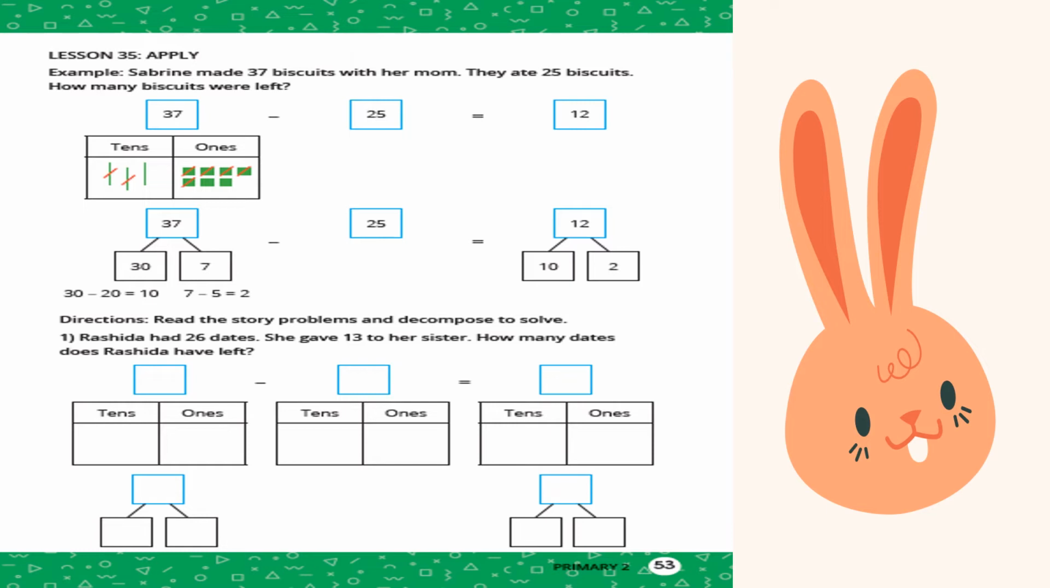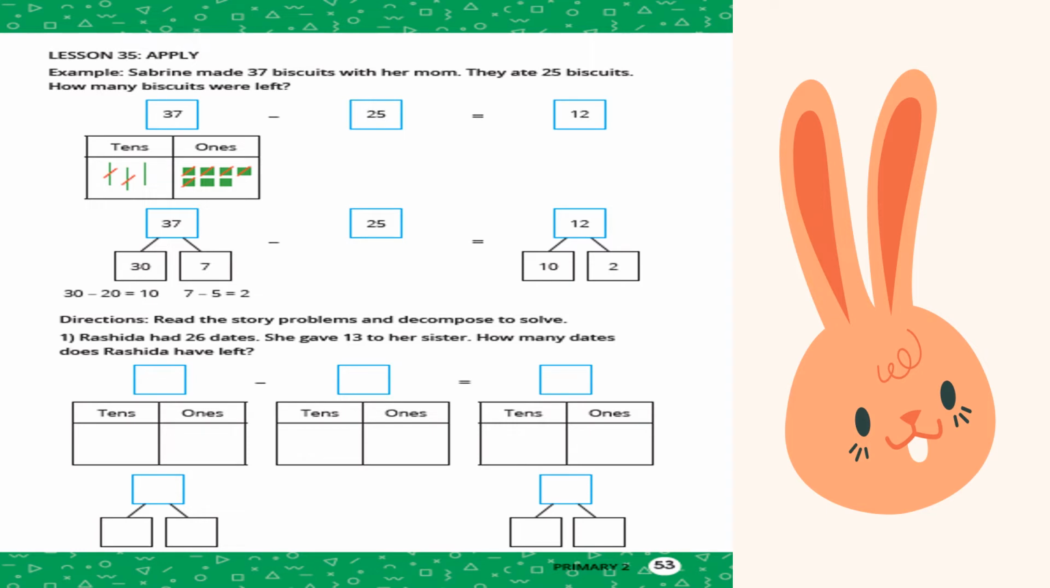Let's move to the next story problem. Rashida had 26 dates. She gave 13 to her sister. How many dates does Rashida have left? Left is a keyword for subtraction.